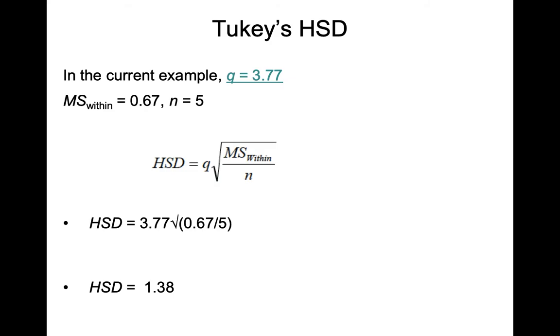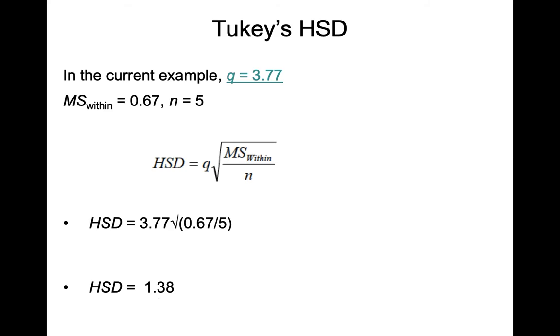So in our current example, Q is 3.77. I've got a hyperlink here to a table. If you want to look that up for yourself, go ahead and do it. Otherwise, you can just take my word for it. On an exam, this Q value will be given to you. Our mean square within from our example was 0.67, N was 5. So really it's just a matter of plugging in numbers. We've got 3.77 multiplied by the square root of 0.67 divided by 5. That gives us an honestly significant difference of 1.38.